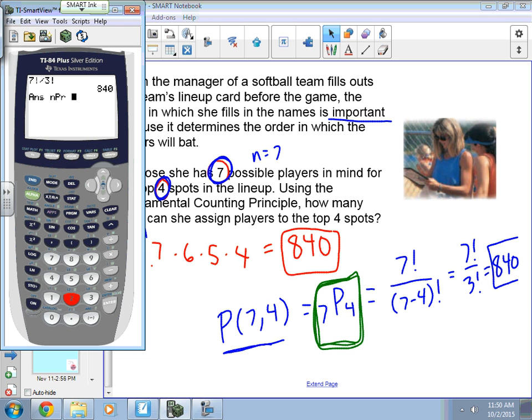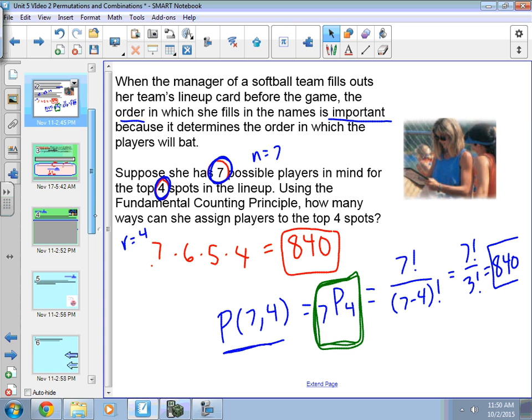Now notice if you just select it, it says Answer before that. You actually have to enter the number that is n, the total, first before you select that. So I'm going to clear this. We need to enter 7 first, then select it, then enter the number you're choosing out of that, which is 4, and then hit enter, and you get the same answer, 840. So you can use that button as well if you'd rather not use the formula. Okay, so that's the total.